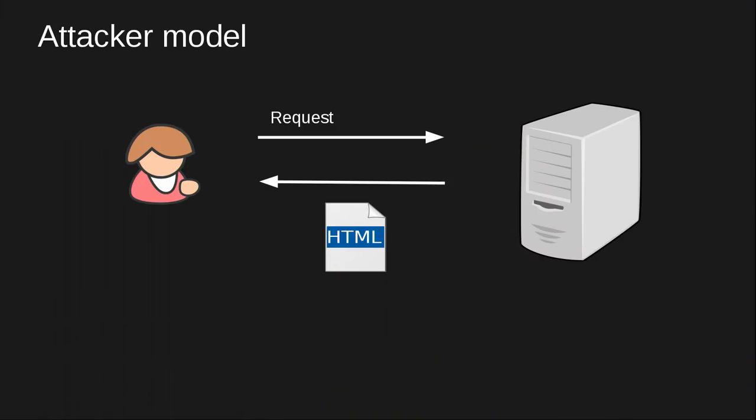Now, the attacker model is as follows. We start off with an external user, for example, without any form of code execution capabilities. You have to imagine this on one end, you have a program that is answering different forms of requests. You're sending in a request, you're getting a reply.